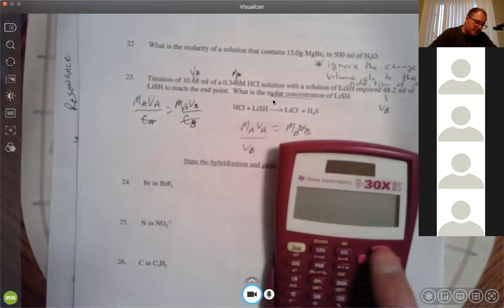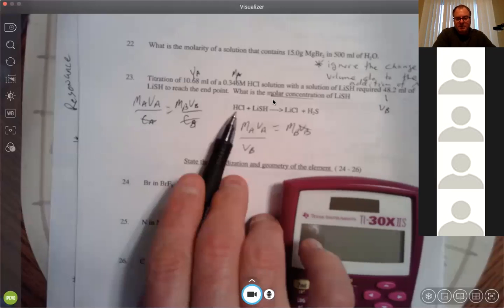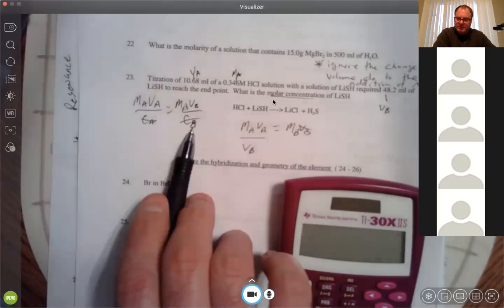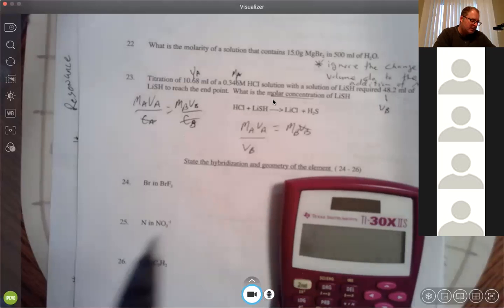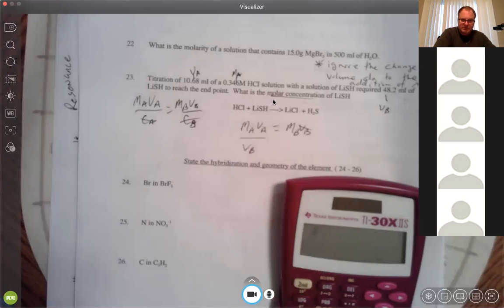So the M is molarity, the V is volume. What's the C? The coefficient from the balanced equation. Basically, what that's going to do is take care of your mole-to-mole step, like moles of this, moles of that. So that's the coefficient. For this, it was nice because it was 1 each, right?